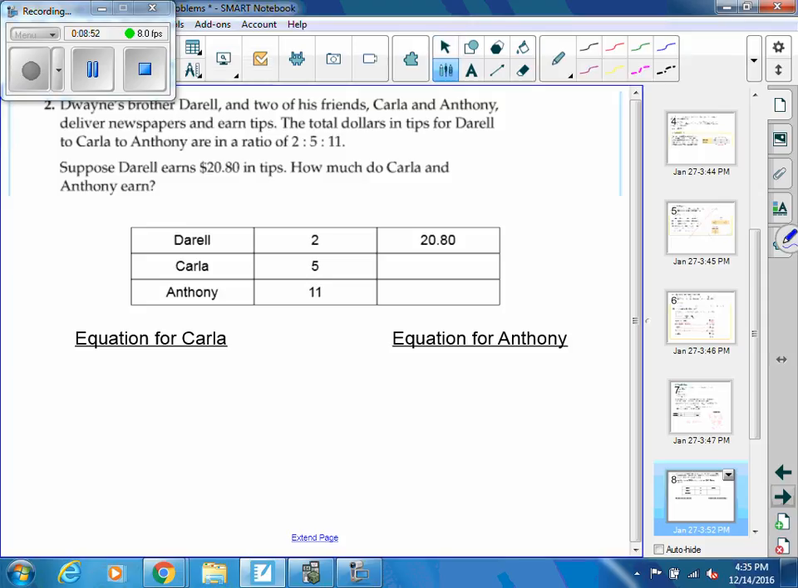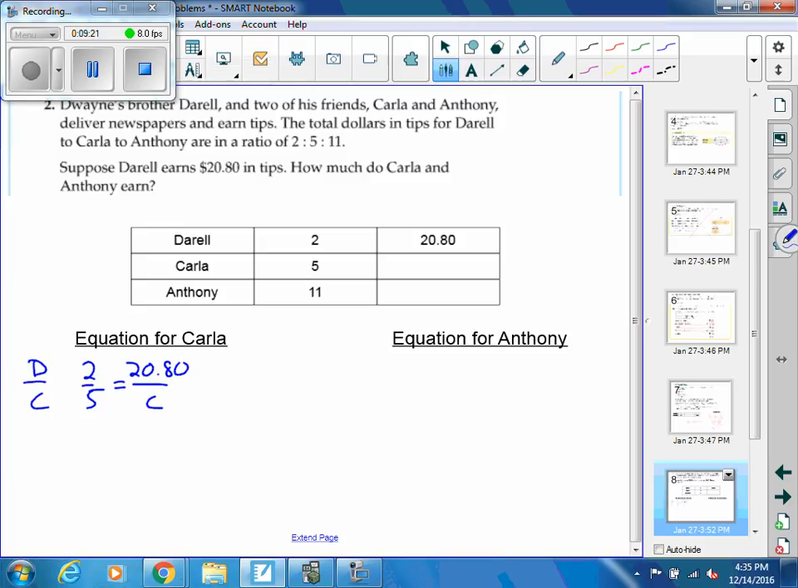So for Carla, again, if I take Daryl over Carla, I know that ratio is 2 over 5. And I know that Daryl actually got $20.80. And I want to figure out what Carla got. Well, that would be down here.